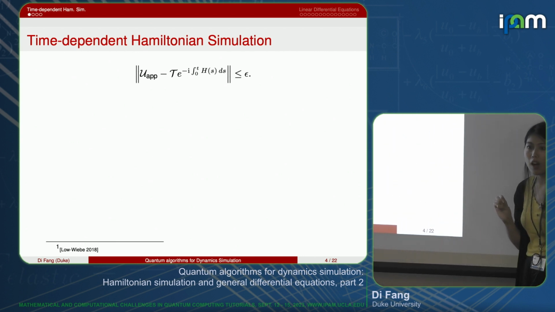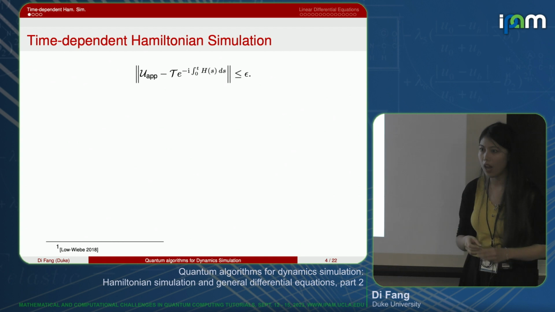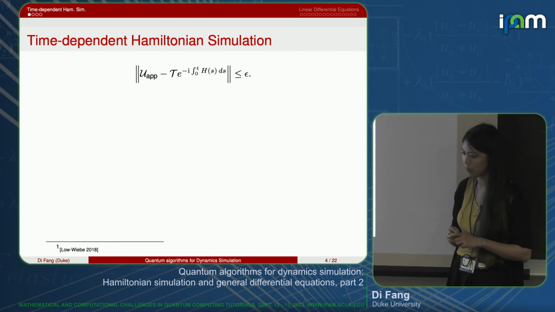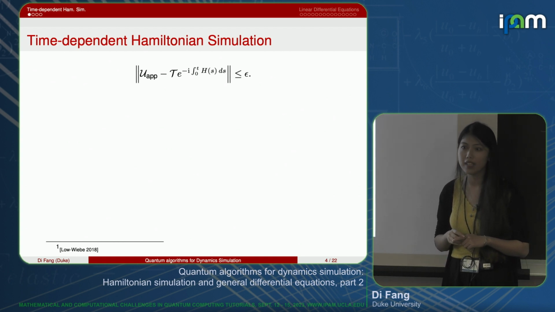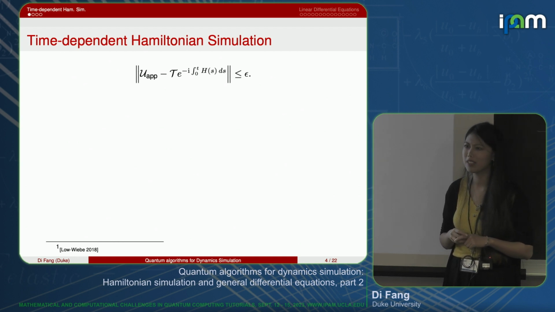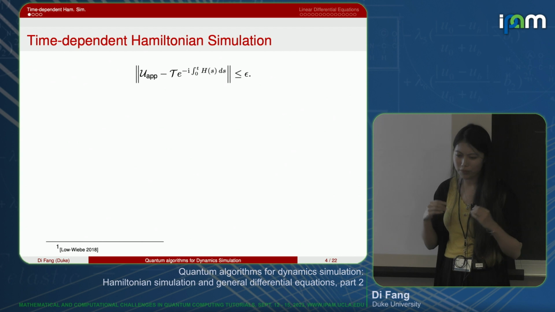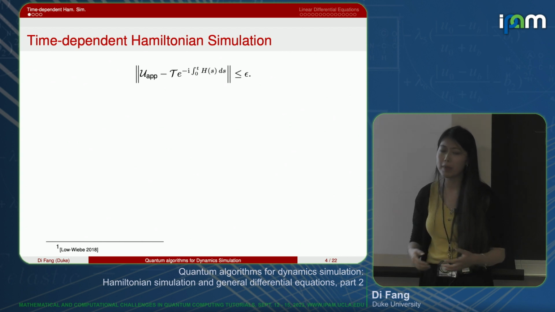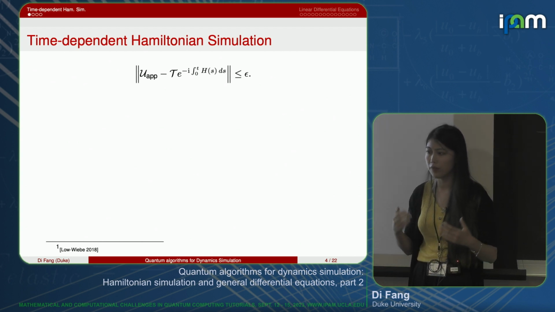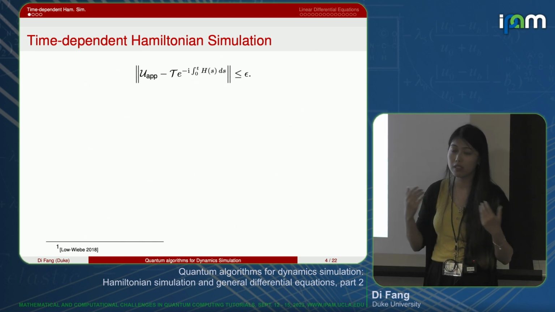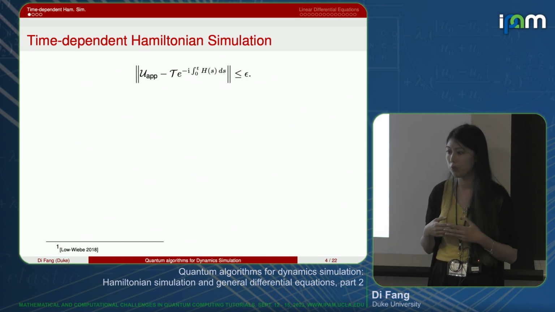But before I move on to talk about these algorithms, how we do this time-dependent Hamiltonian simulation, my natural question would be, why should I care? Why should I care about time-dependent Hamiltonian simulation? There are a few things I want to mention. First of all, maybe in your physical experiments or physical system, it has an external field, or maybe you want to do some quantum control, then it naturally might have some time dependence.